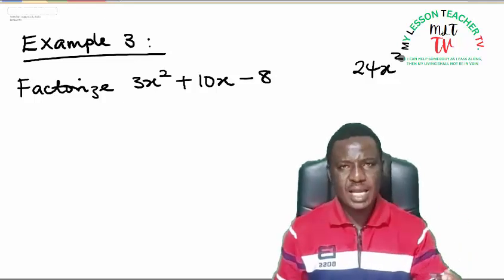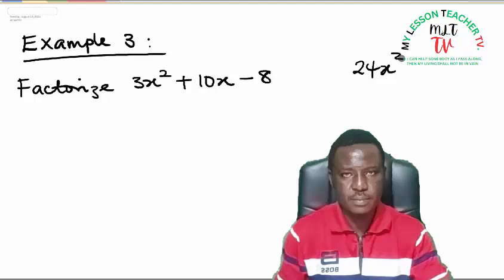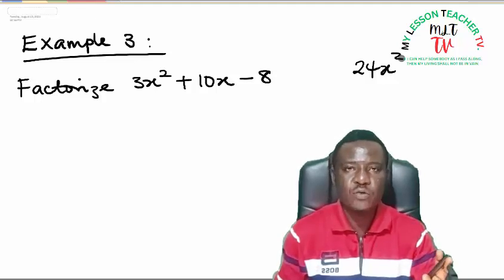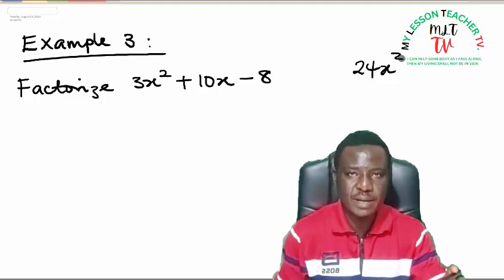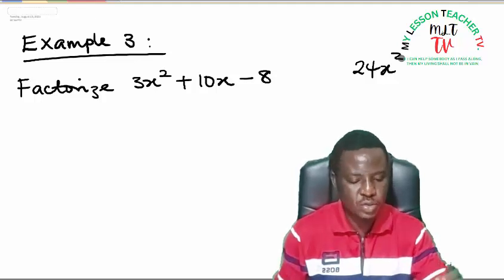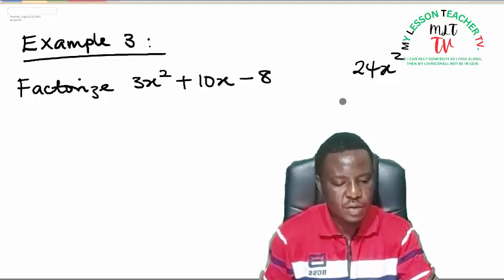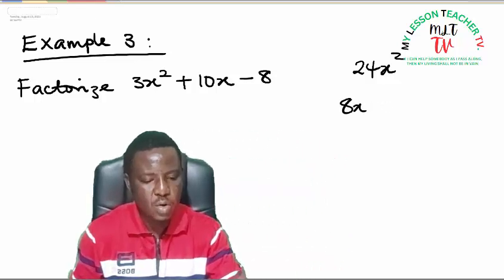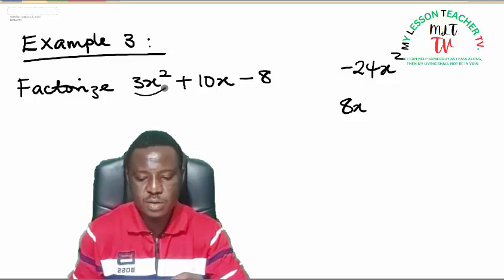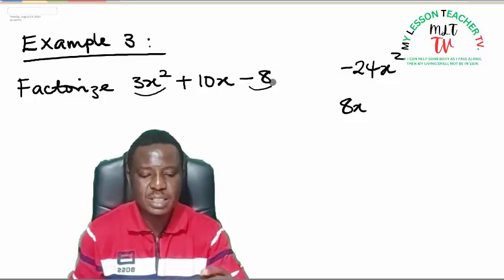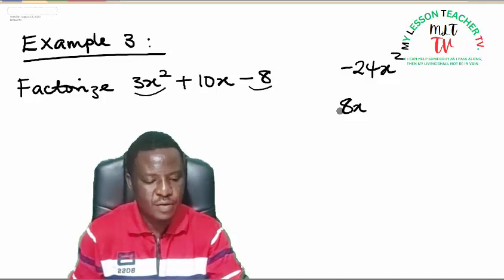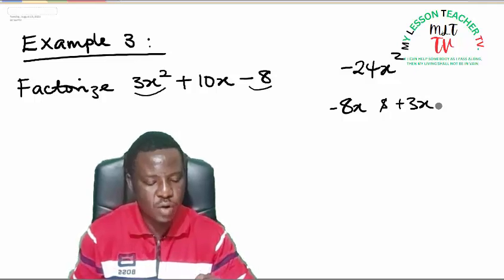So how do I get those two terms? All I'm going to do is to find those two factors that when you multiply them together, give you 24x squared. This is minus 24x squared because the first term is positive 3x squared and the last term is negative 8. So I have minus 8x and plus 3x. It will give me minus 24x.